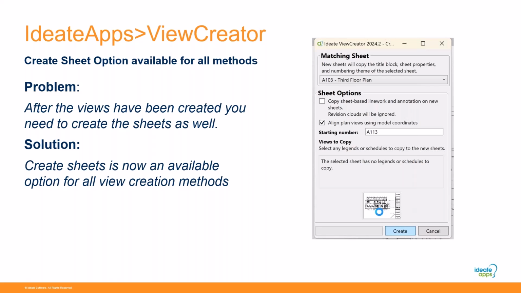Going back to my room views, those of you that have gone through the room views method will notice that you select the room and say, I want to create these views. It does all that, and then finally it asks you, do you want to create the sheet? Do you want to clone a sheet? Do you want to create a new sheet? What's the title block? Well, now that ending piece of the room views is available for every view creation within Ideate Apps View Creator.